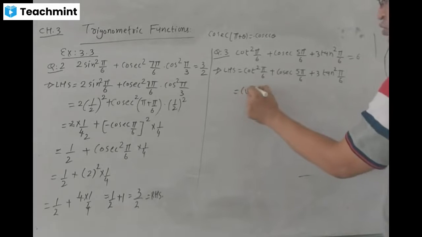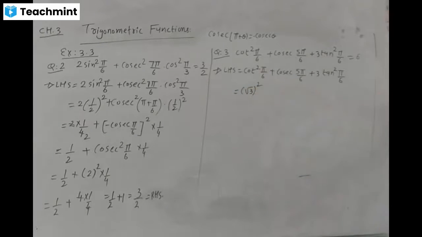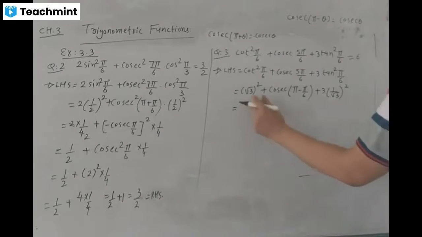Cot pi by 6 value is root 3, and square, root 3 square. Cosec 5 pi by 6, that means cosec pi minus pi by 6, and 3 tan square pi by 6. Tan square pi by 6 value is 1 by root 3 whole square. In cosec pi minus theta, we know the formula. Cosec pi minus theta lies in the second quadrant, and in the second quadrant cosec function is positive, that is cosec theta.